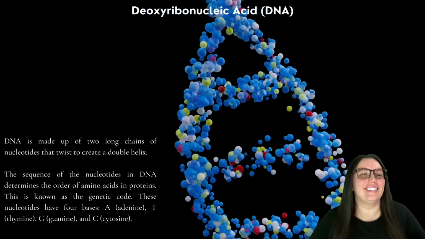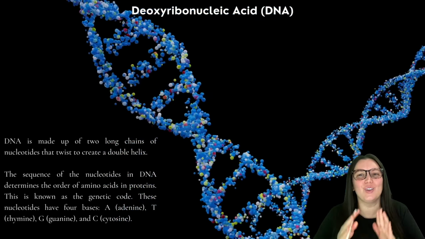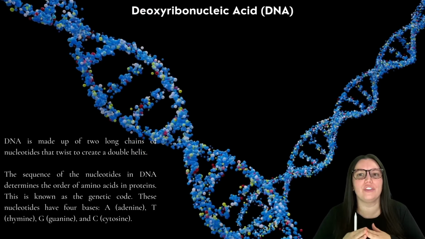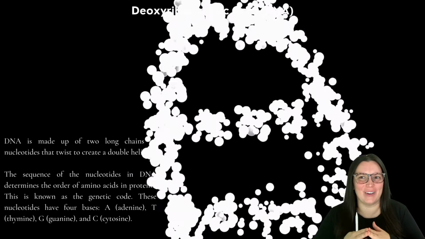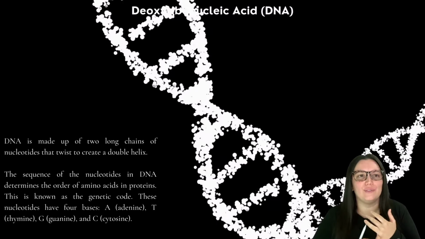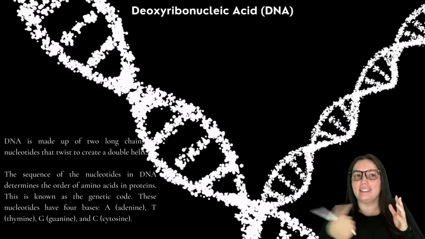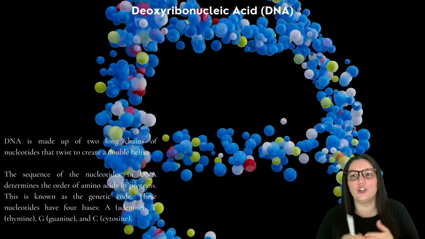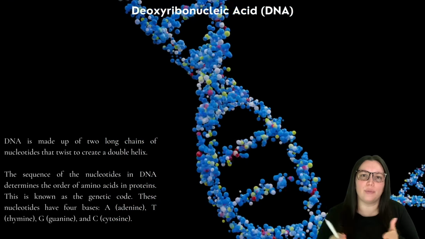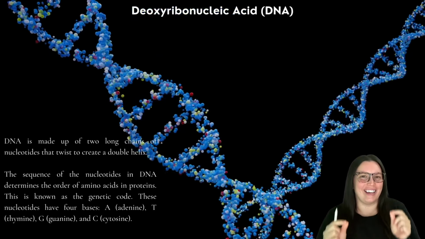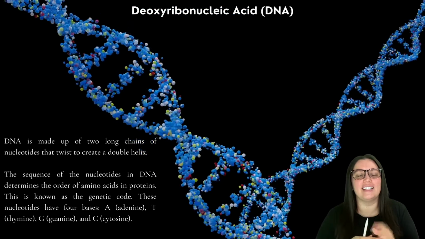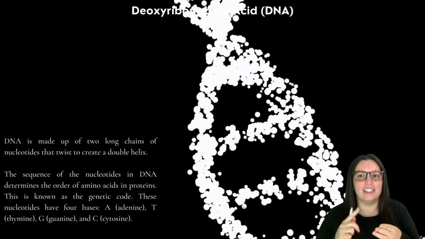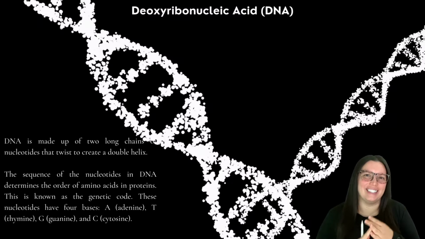Now let's take a closer look at deoxyribonucleic acid, also known as DNA. DNA is the genetic material that contains genes that are coded with instructions to produce proteins in the cell. DNA is made up of two long chains of nucleotides that twist and create that double helix that you're seeing on the screen. The sequence of the nucleotides in DNA determines the order of amino acids in that protein. This is known as genetic code. These nucleotides have four bases: A for adenine, T for thymine, G for guanine, and C for cytosine.